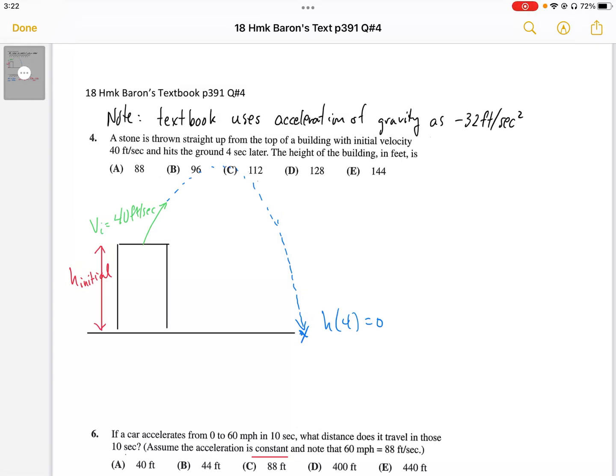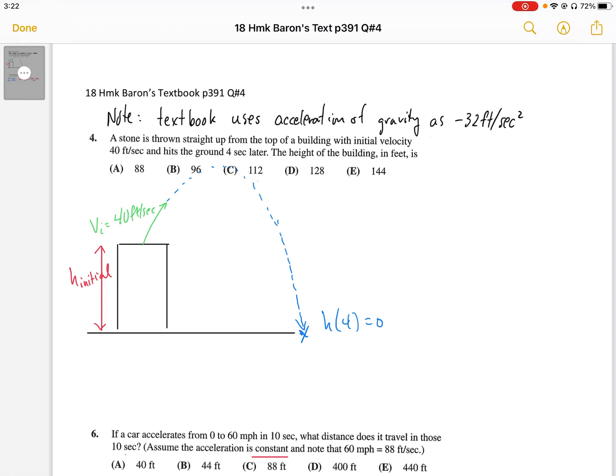Number 4 on page 391. Note that this textbook uses acceleration of gravity as negative 32 feet per second squared. So it says right at the top of the page there, but in case you missed it, we need to use negative 32 feet per second squared as acceleration of gravity.